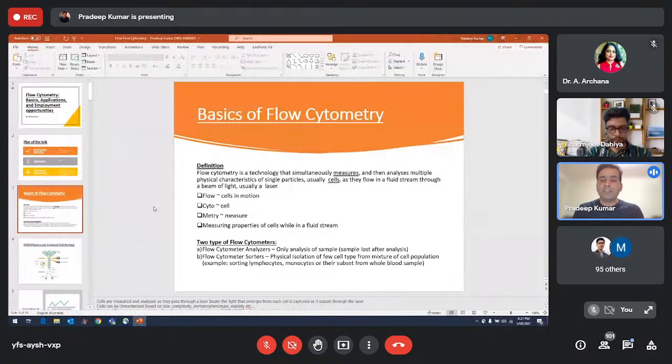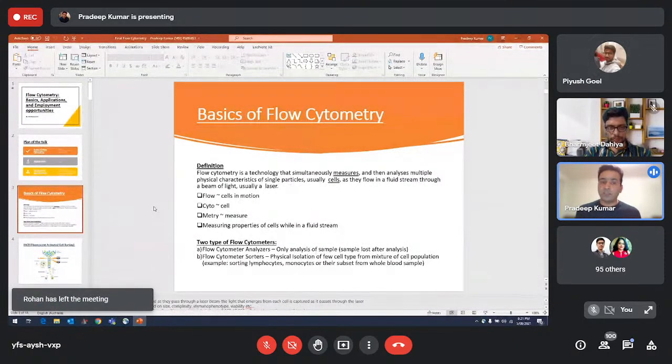And most of the time we run cells in flow cytometry as they flow in a fluid stream through a beam of light, usually a laser. As the name suggests, flow cytometry: flow means something is flowing, cyto most of the time relates to cells, and metry means we need a measurement of what we are running through the flow cytometer.